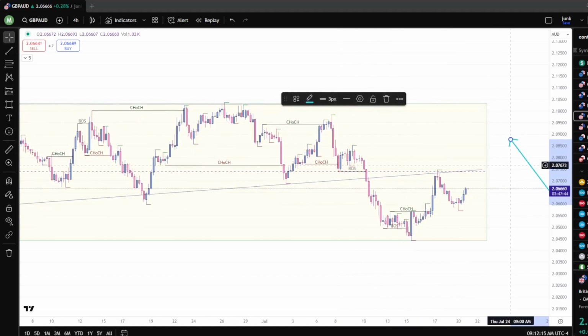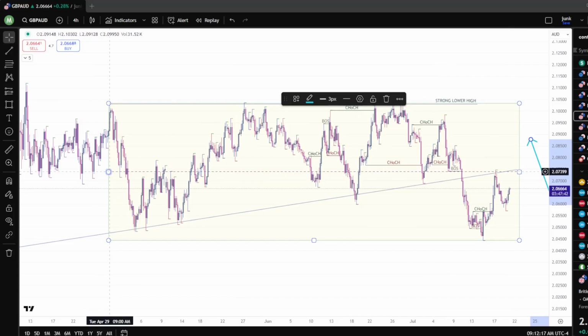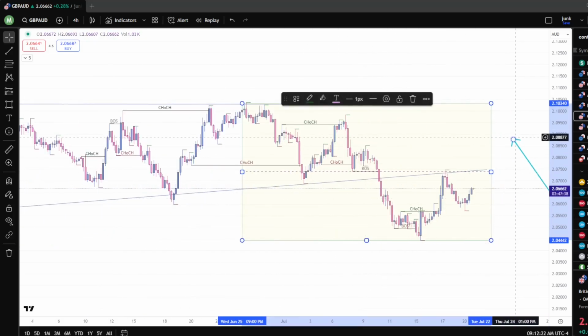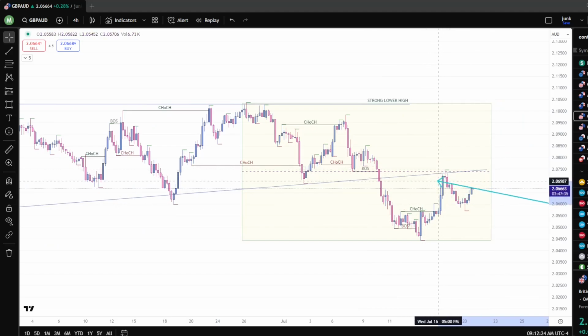it does, well, like I was saying with the 4-hour structure, even if you do view this as the current structure, then it did tap right into, that was the selling opportunity. It did tap right into premium, did tap into that trend line. So only looking for any type of selling opportunity once this low gets taken out.